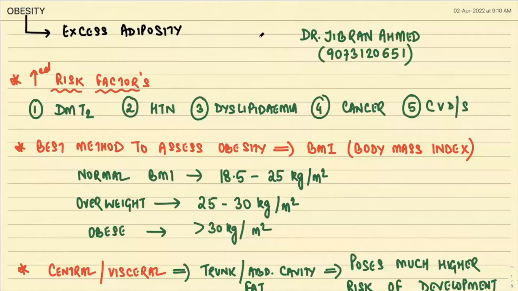So obesity is basically defined as an excessive adiposity. And there are certain risk factors associated with obesity. As in, obesity increases the risk of diabetes mellitus. It increases the risk of hypertension, dyslipidemia, cancer, and also increases the risk of cardiovascular disease.